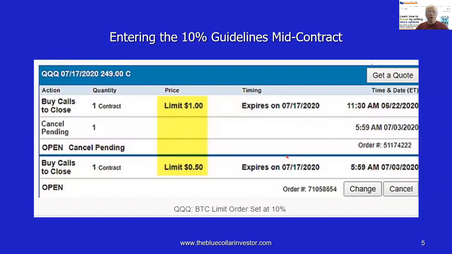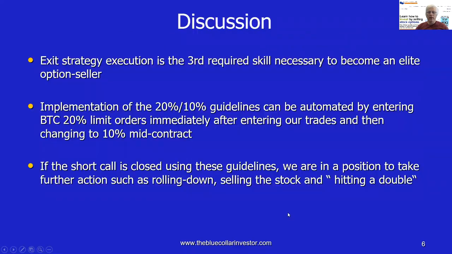Okay, now on July 6th, we then changed the 20% guideline, which was, remember, the limit order for $1, to 10%, which is now 50 cents. So we cancel one, and then we place the second. So we'll always be protected. The beginning of the contract, the middle of the contract, and the end of the contract will always be protected by these 20%, 10% guidelines should the share price decline. Once again, remember to enter these trades as good until canceled.